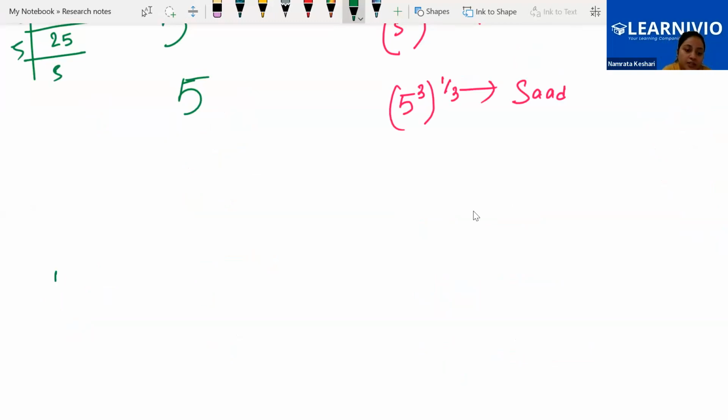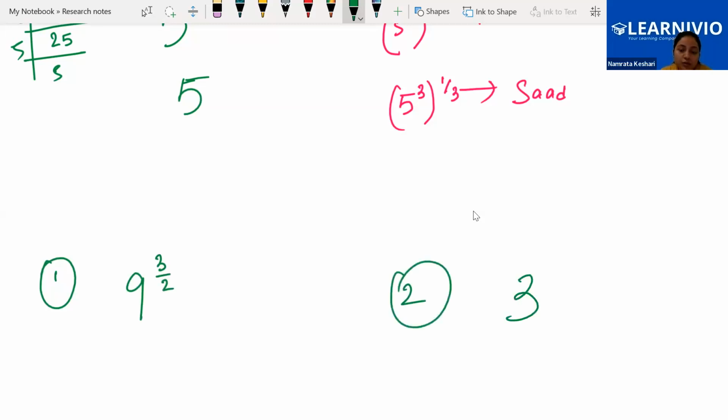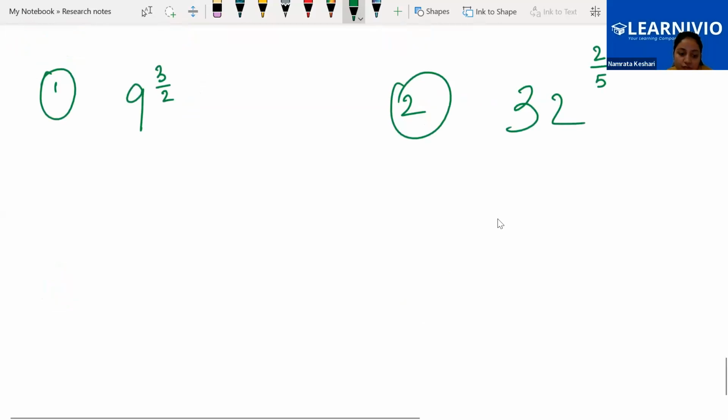Number 1 is 9 to the power 3 by 2. Number 2 is 32 to the power 2 by 5. Now you must have understood that every time we just have to write it in exponent form first.